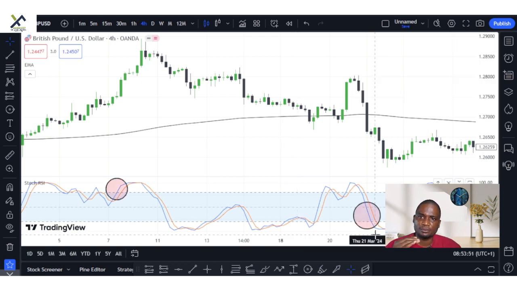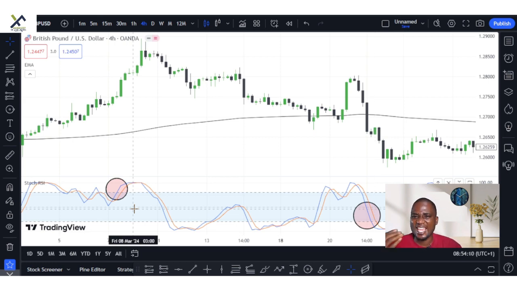In looking out for signals using the stochastic indicator, you have to pay attention to the overbought and the oversold condition of the market. Once the price trend crosses above 80, it gives you a signal that the market is overbought, and at that overbought state, the next thing that might occur is a reversal.